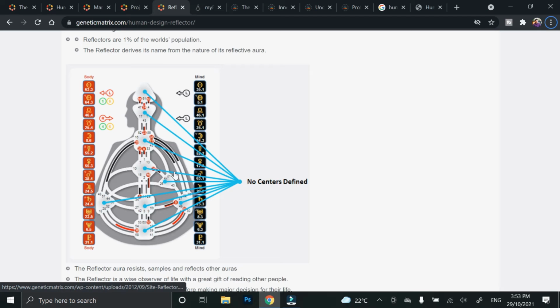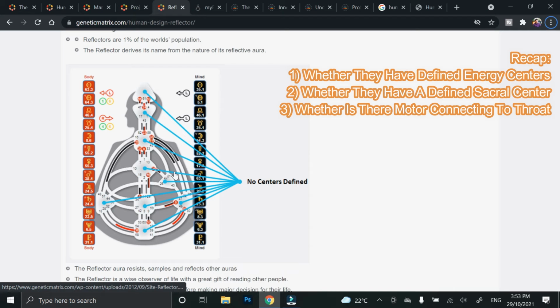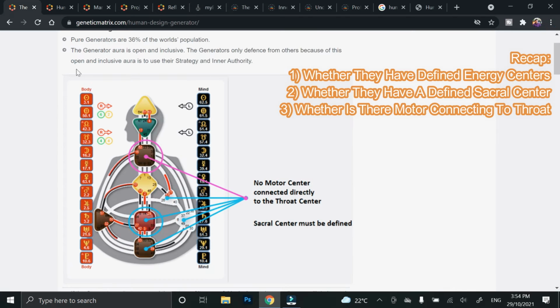So a quick recap of how you can identify just by looking at the body graph or at the definition. In general, aside from reflectors, since that's the easiest to spot, you straight away see no energy centers are defined, then you will know it is a reflector. And to spot the primary features, to check which category they belong to, number one is whether they have a defined sacral or not.